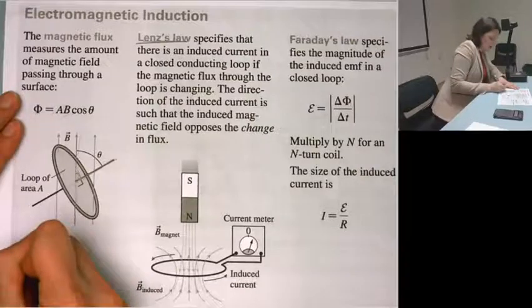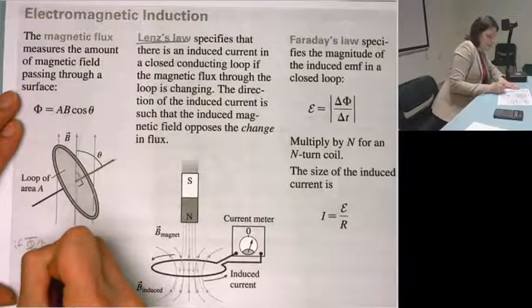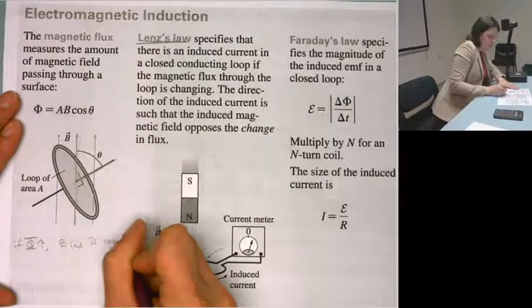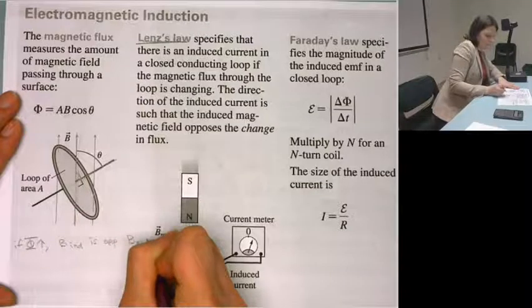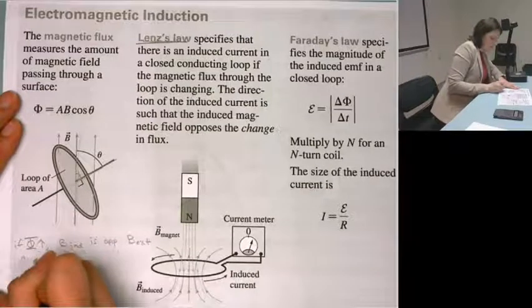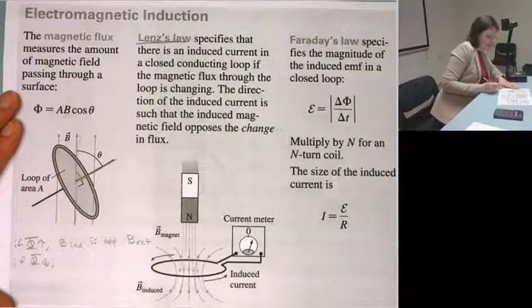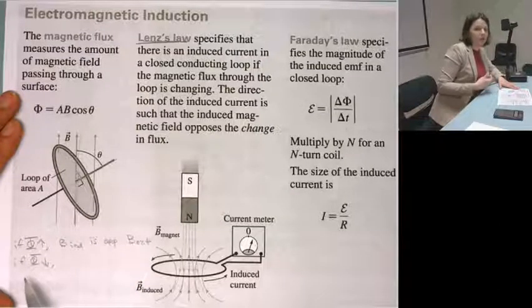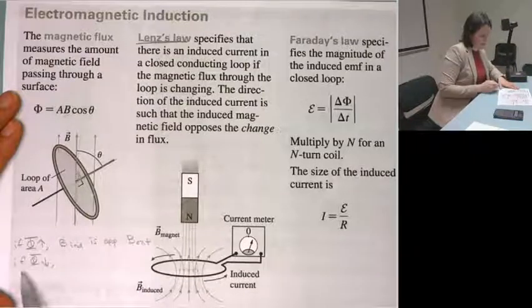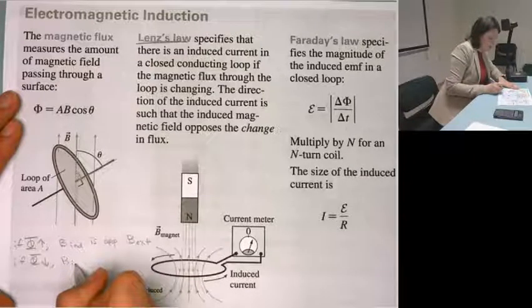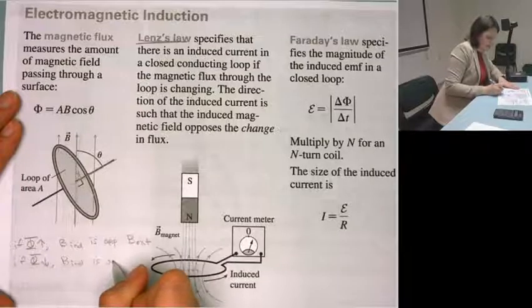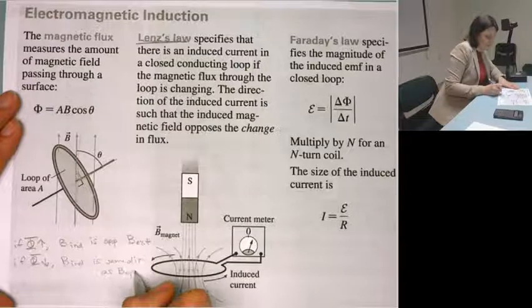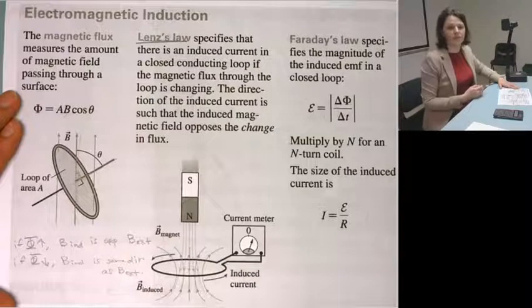So if flux is increasing, B induced is opposite of B external. If the flux is decreasing, so that's a magnet going farther away from the loop of wire or the battery turning off or something like that, B induced is the same direction as B ext. So that's the thing that we use for Lenz's law.